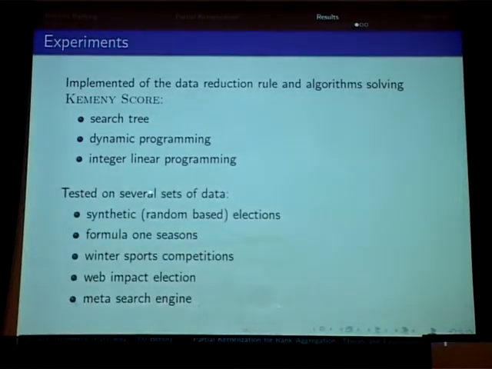And we tested our algorithms and the data reduction rules on a set of synthetic elections, Formula One seasons, where the votes are the races and the candidates are the drivers, and some winter sports competitions, and also web impact elections. Here the candidates are the websites, and the votes are, if you start a search in a specific search engine, then you rank the websites according to the number of occurrences. And that's why the votes correspond to search engines. And finally, the meta search engine, which you will see later on.